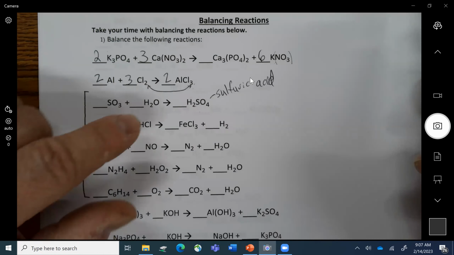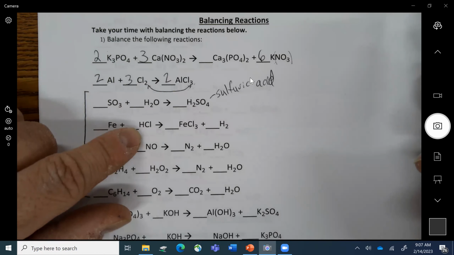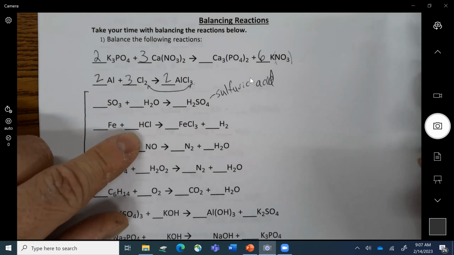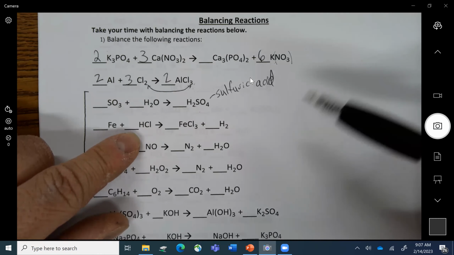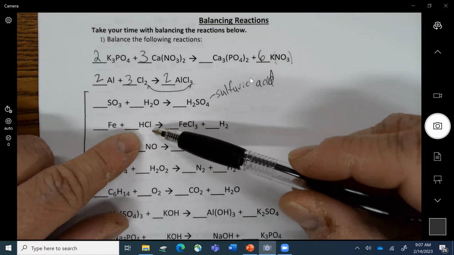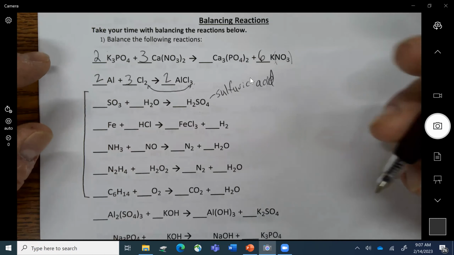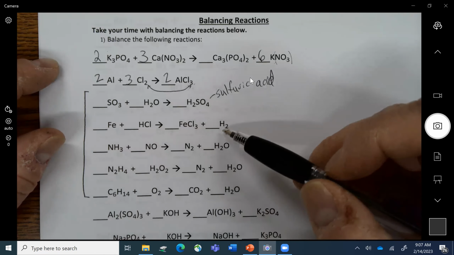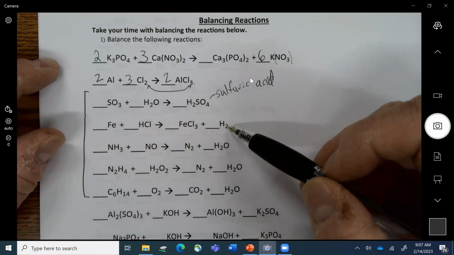Fe, iron, plus HCl. Anyone know what HCl is? I think I have a few chemists on here. Some people know it as muriatic acid, or others know it as hydrochloric acid. This is one of the strongest acids you can get. All right. FeCl3, so iron 3 chloride, plus H2, which is a gas.